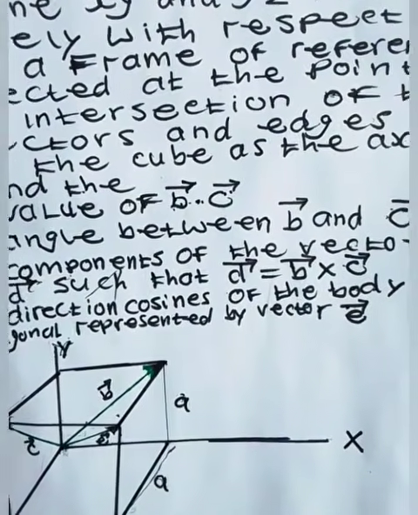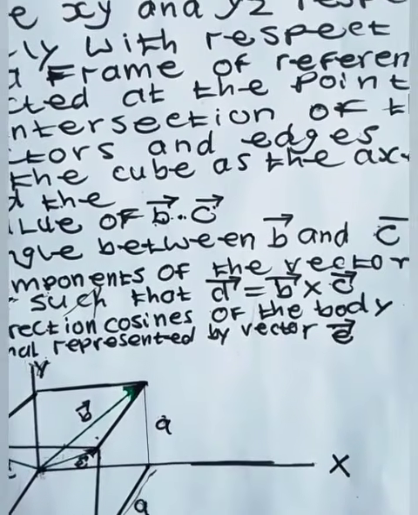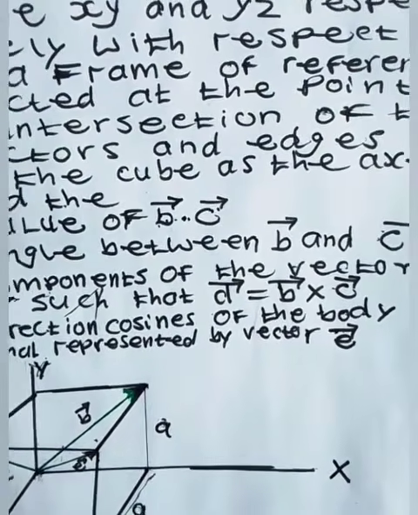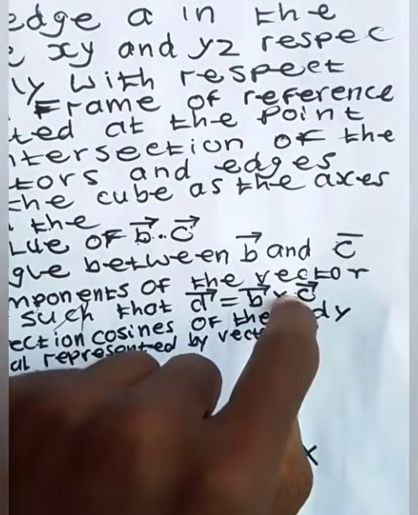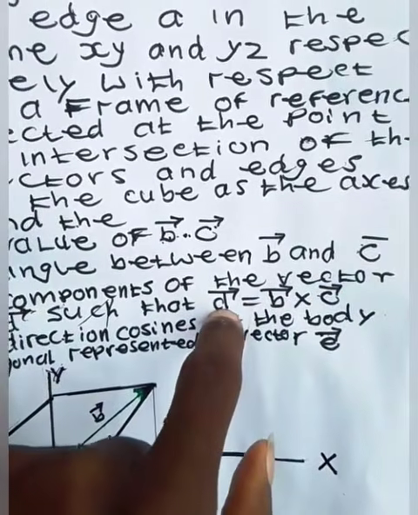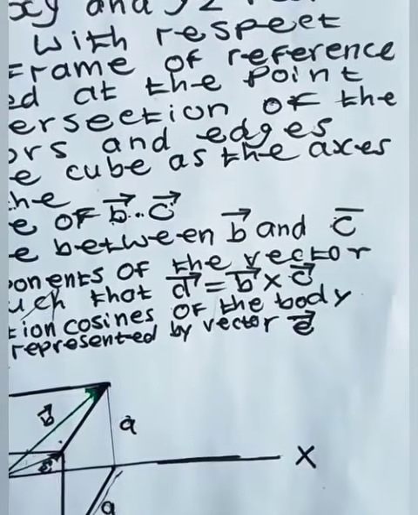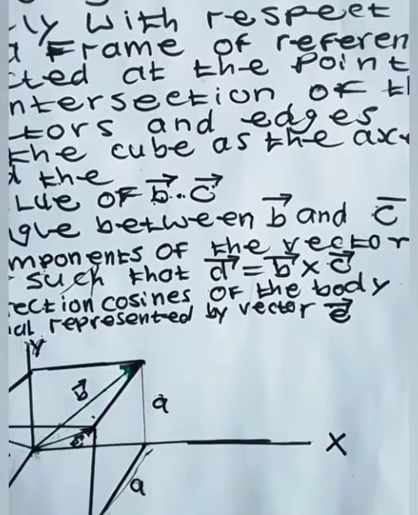Now, how do you find the cross product? That's why we use the matrices concept. So we already know the value of vectors b and c. So for us to find vector d, which we don't know, we are going to find the cross product of b and c.